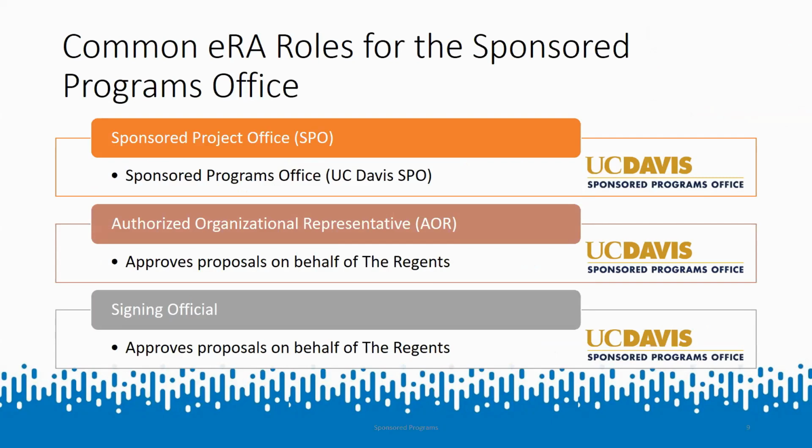Authorized Organizational Representative, or AOR. This is the person who approves proposals on behalf of the region. So this would be your SPO proposal analyst who has signing authority. There's also the signing official, same role. Right? So again, that would be that SPO analyst.